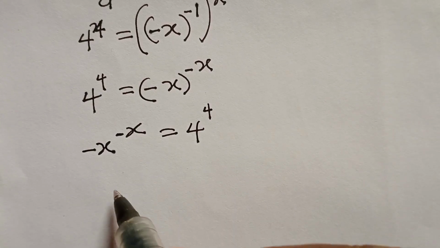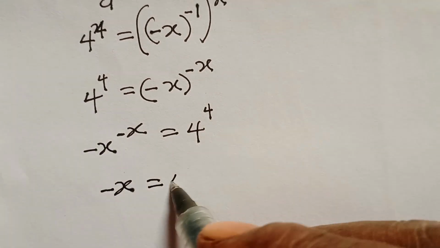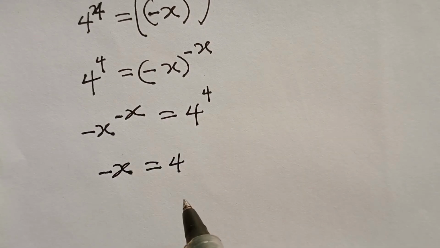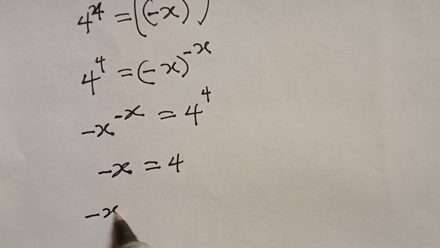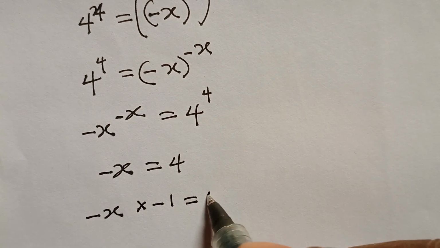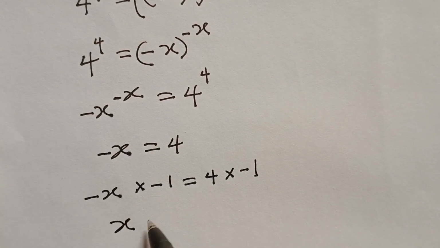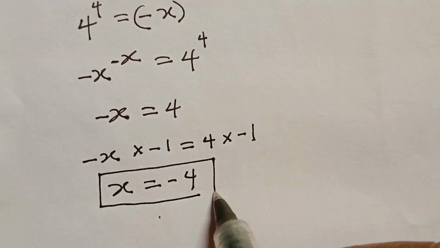From here, according to the rule of mathematics, minus x is equal to what? 4. Yes, from here, minus x is equal to 4. So let's multiply through by minus 1. We now have minus x multiplied by minus 1 equal to 4 multiplied by minus 1. So therefore, our x is equal to what? Minus 4. This is our value of x.